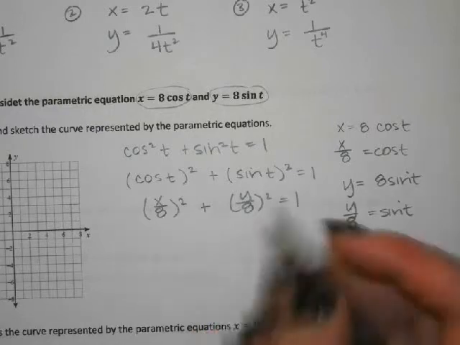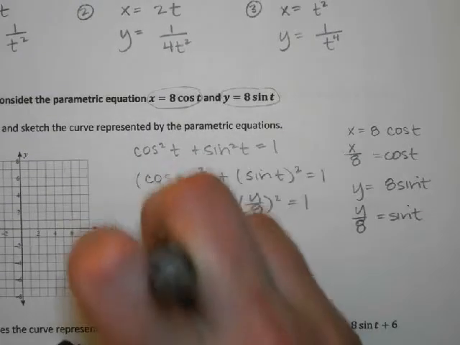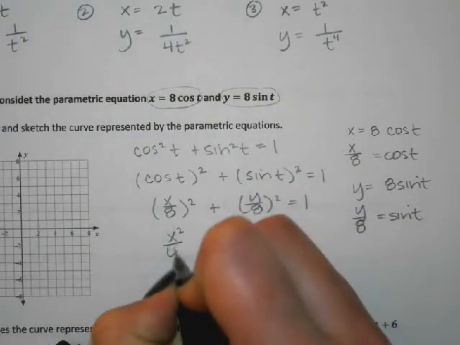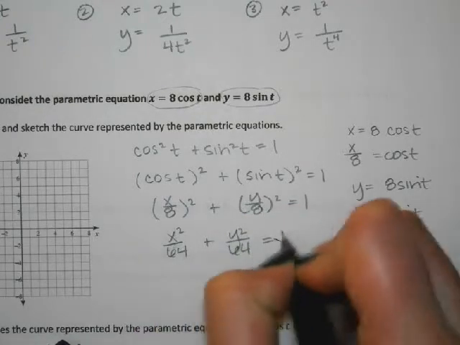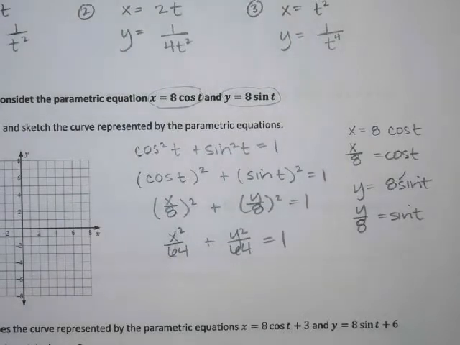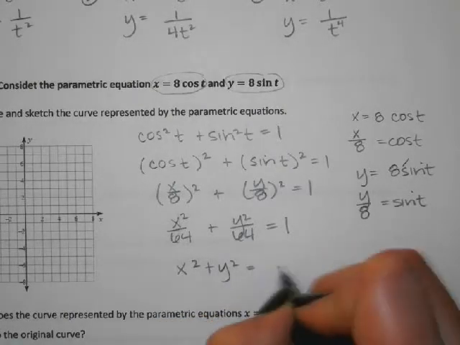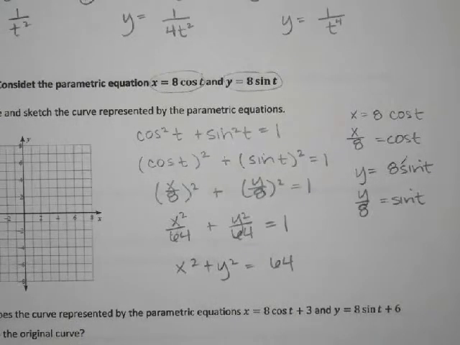So if I simplify this, I would think of that did not become a y. That's still an x. I would think of that as x squared over 64 plus y squared over 64 equals 1. Anyone know what that's the equation of? It's a circle, yeah. So this is the same thing as x squared plus y squared equals 64. So it's a circle centered at 0, 0 with a radius of 8.